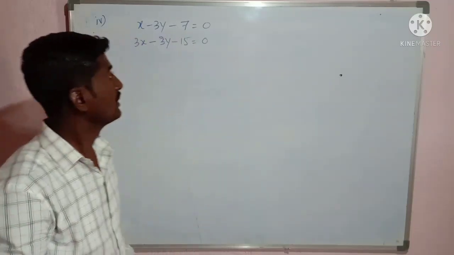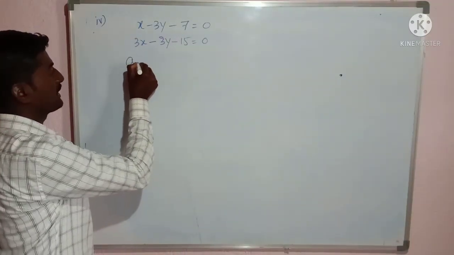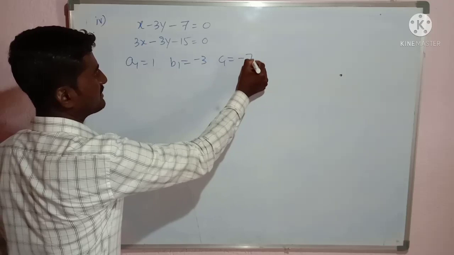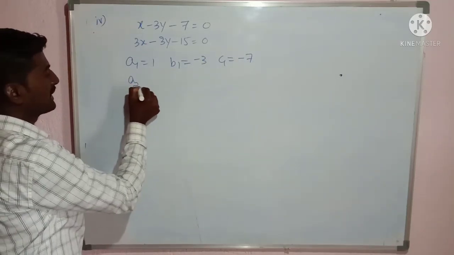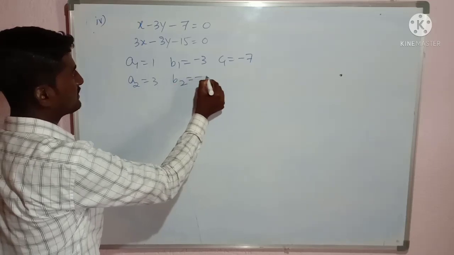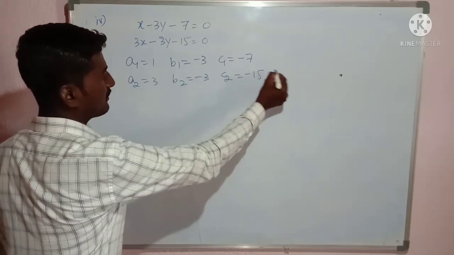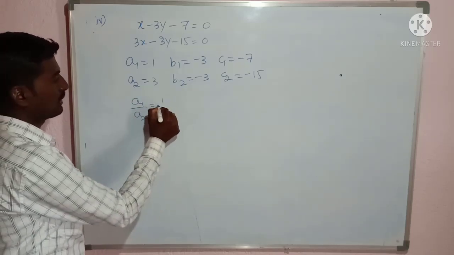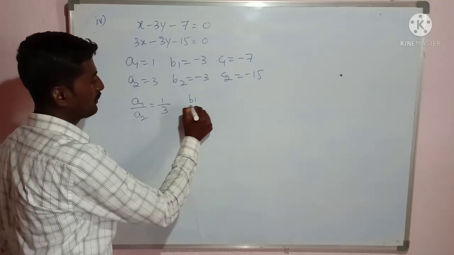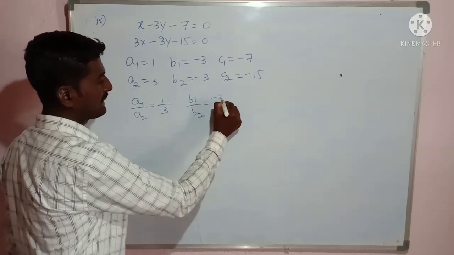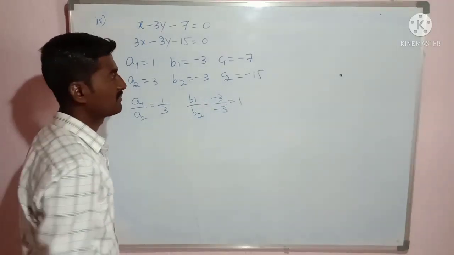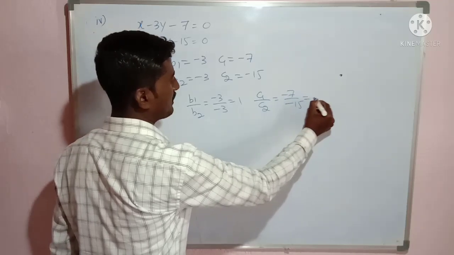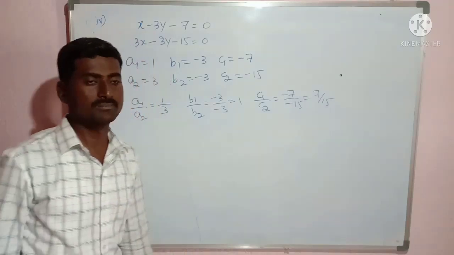Fourth one, let us write the coefficients. A1 as 1, B1 as minus 3, C1 as minus 7. For the second equation, A2 is 3, B2 is minus 3, C2 is minus 15. First we shall find the ratios. A1 by A2 is equal to 1 divided by 3. B1 by B2 is equal to minus 3 divided by minus 3, that is equal to 1. Then C1 divided by C2, that is minus 7 by minus 15, that is 7 by 15.